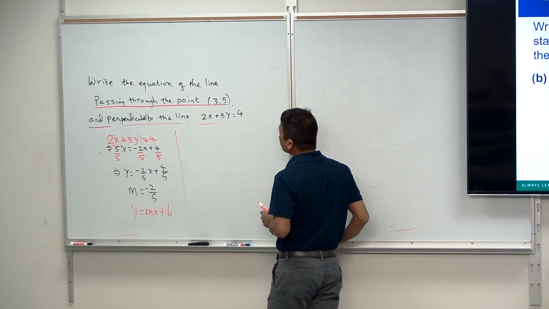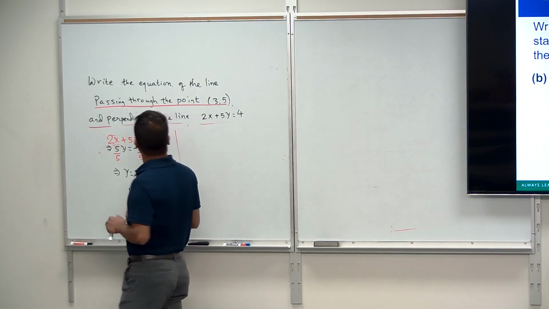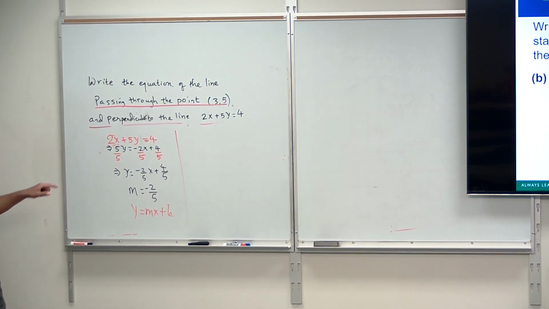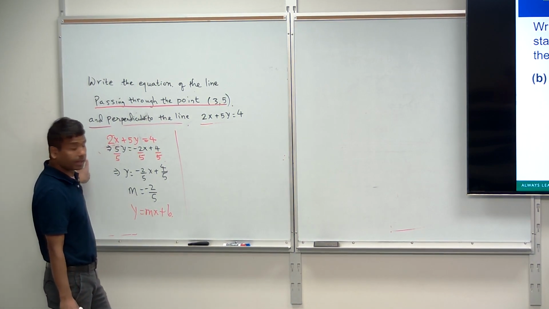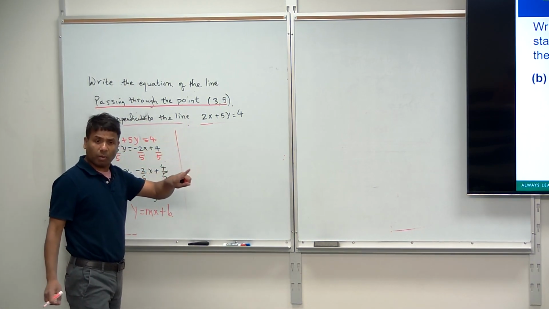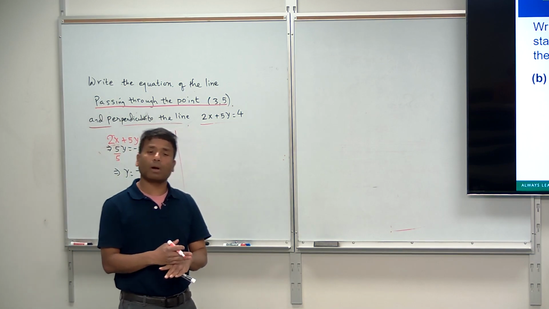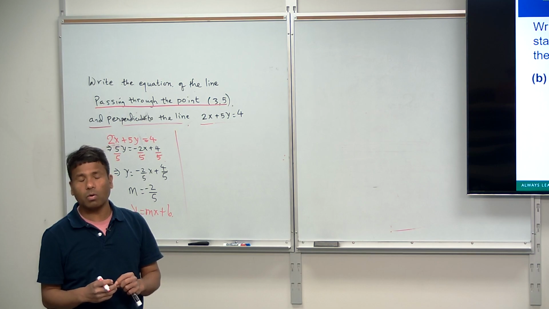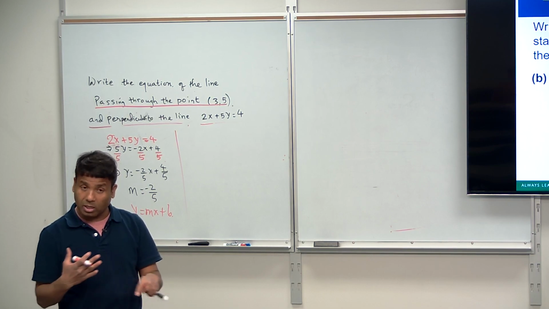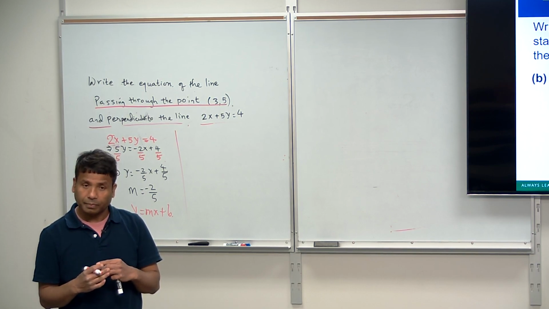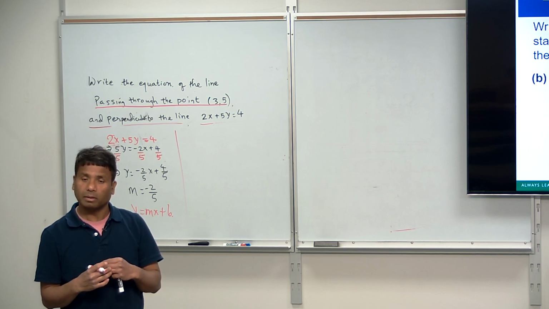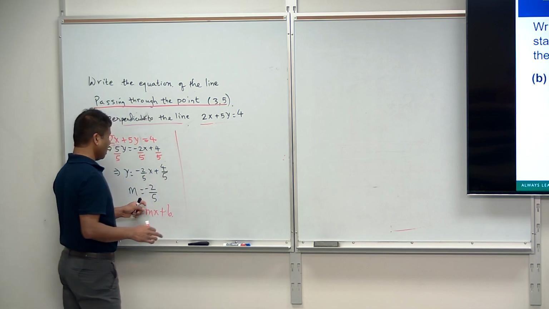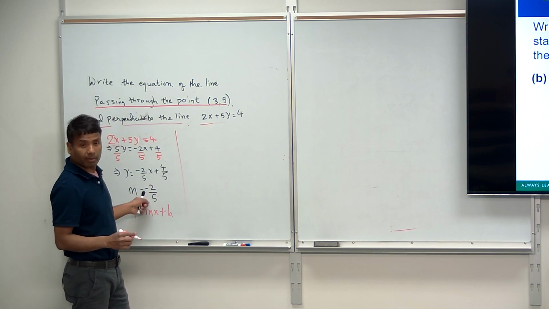So look here, guys. You need to find the equation of the line passing through the point (3, 5) and perpendicular to the line 2x + 5y = 4. When lines are perpendicular, the product of their slopes equals what? What is the product of the slopes of lines perpendicular to each other? Negative 1, right? So what is the slope of this line? Negative 2 over 5, right?